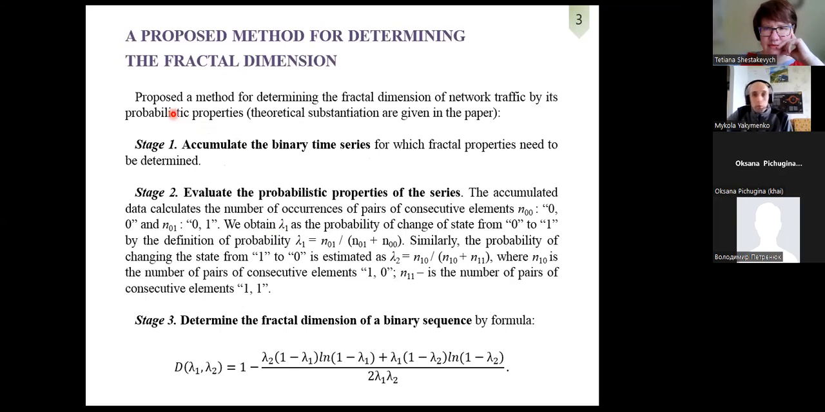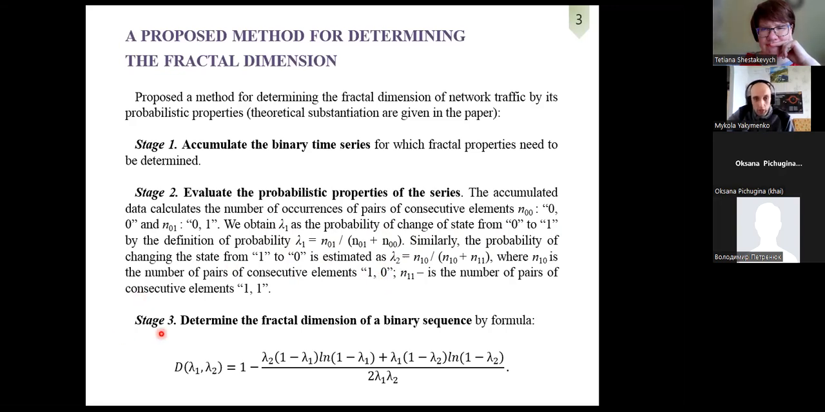Earlier we proposed a method for determining the fractal dimension of network traffic by its probabilistic properties. The theoretical explanation is given in the paper in chapter 2.1. And here are the main stages of the method. At stage one, we accumulate the binary time series for which fractal properties need to be determined. At stage two, we evaluate the probabilistic properties of the accumulated data, calculate the number of occurrences of pairs of formats N00 and N01, and we obtain the probabilities lambda 1 for the change of state from 0 to 1, and lambda 2 for the change from 1 to 0.